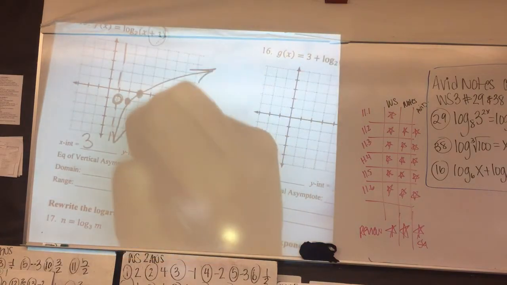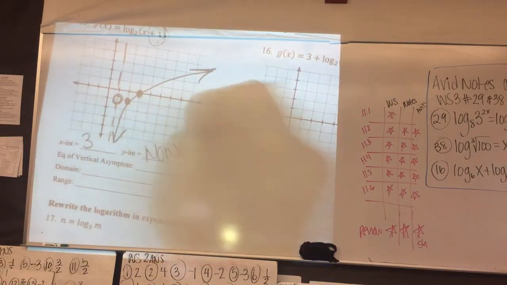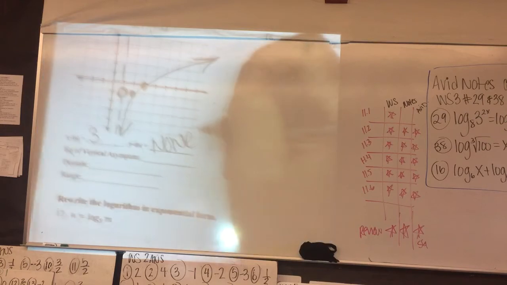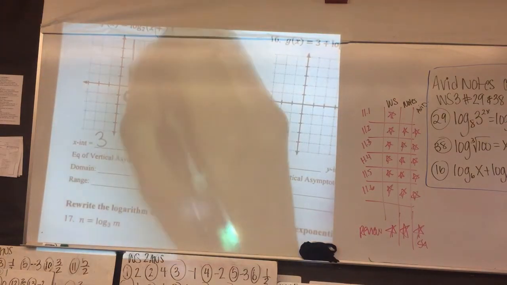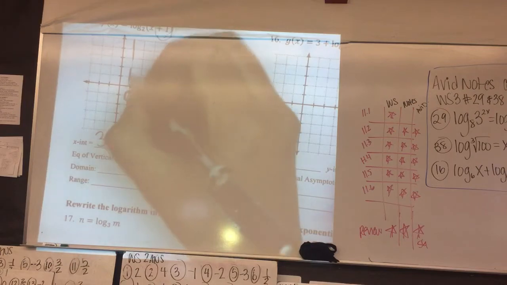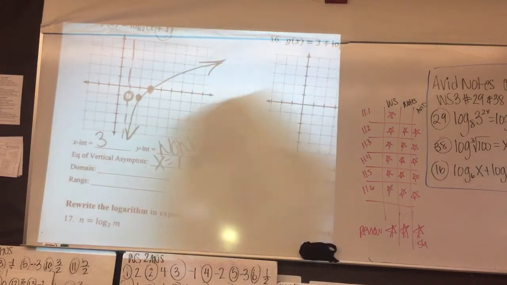Y-intercept. Doesn't touch. Can't go to the left of that asymptote, that lava river. So none. Okay. Equation of the vertical asymptote. Oh, vertical asymptote, that's x equals. So where does it cross the x-axis? Right there at 1, since x equals 1.